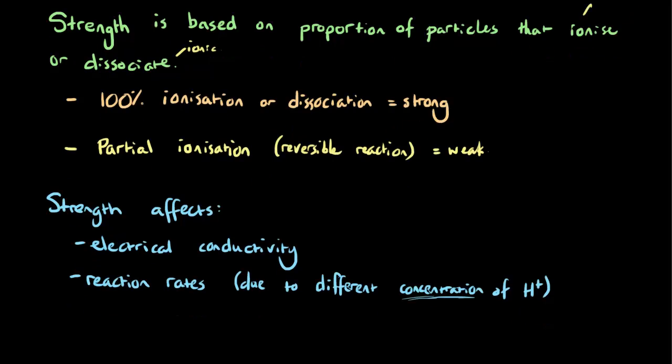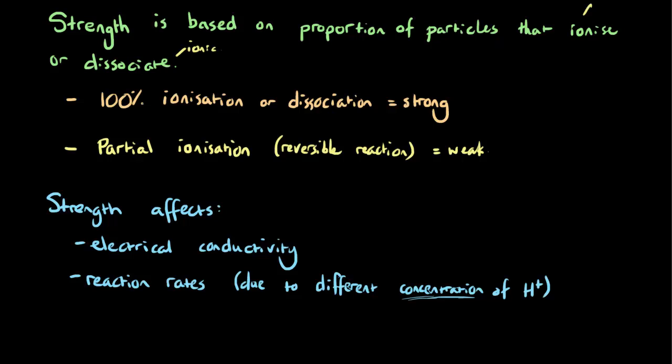The strength will affect the number of ions that appear in the solution, so therefore it will affect the electrical conductivity. If you had a strong acid and a weak acid at the same concentration, the strong acid is a better conductor of electricity because it has more ions in solution.